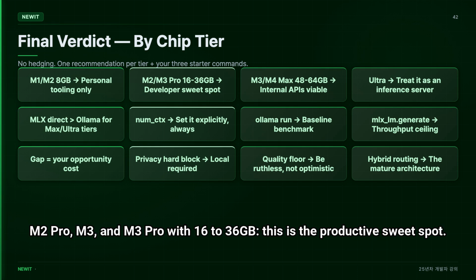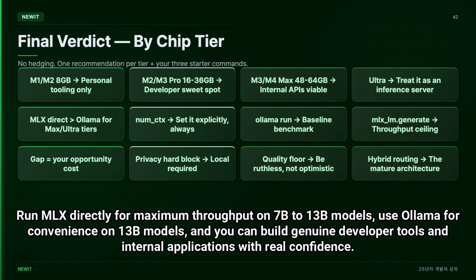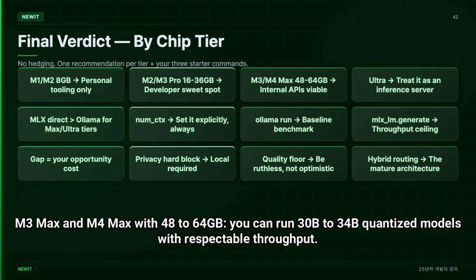M2 Pro, M3 and M3 Pro with 16 to 36 GB: this is the productive sweet spot. Run MLX directly for maximum throughput on 7B to 13B models. Use Ollama for convenience on 13B models. And you can build genuine developer tools and internal applications with real confidence.